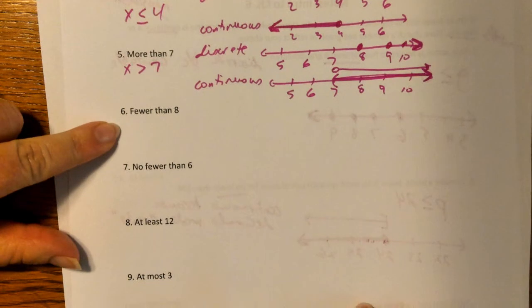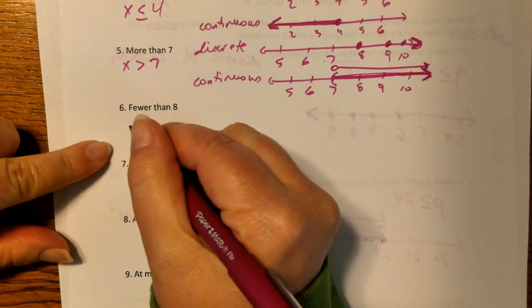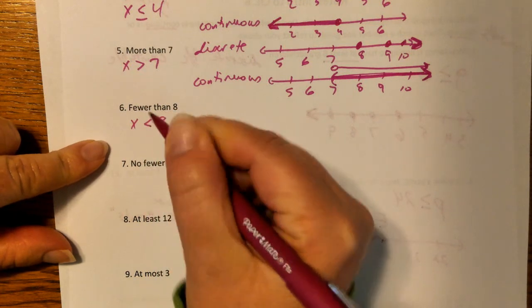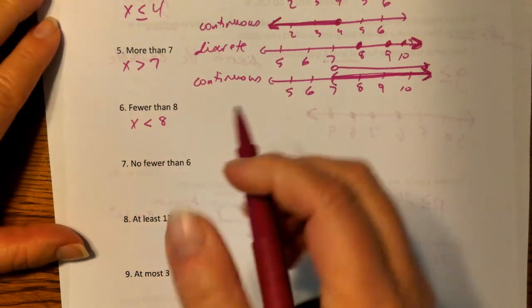All right, number 6, fewer than 8. If you have fewer than 8, that means you have an amount smaller than 8. You have less than 8. You can't have equal to 8, you've got less than 8.